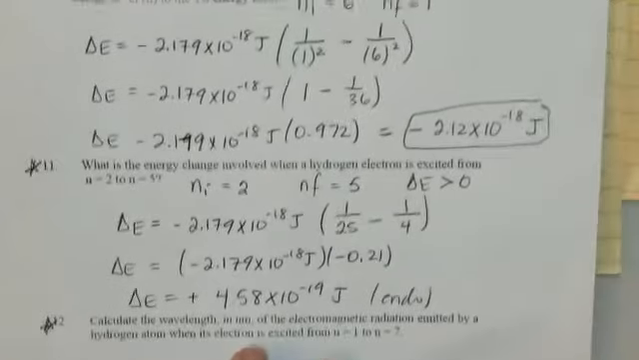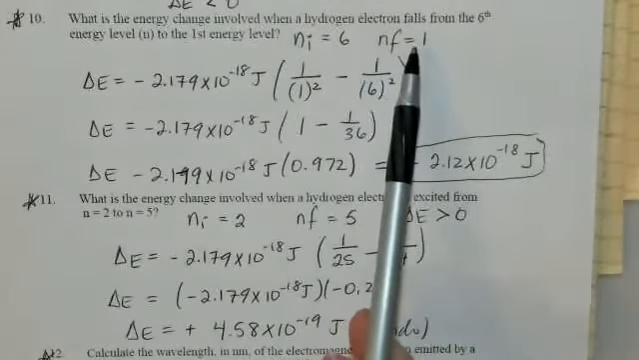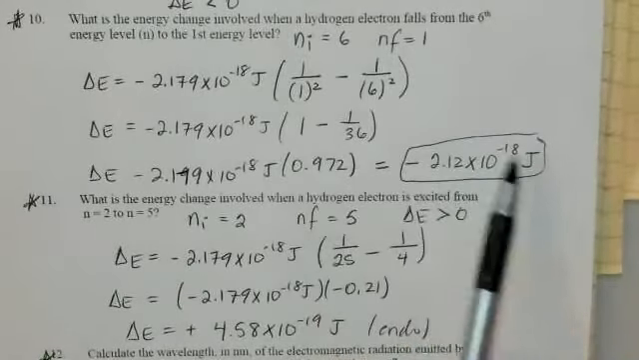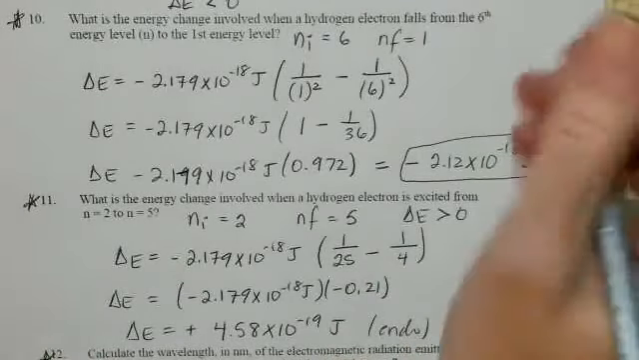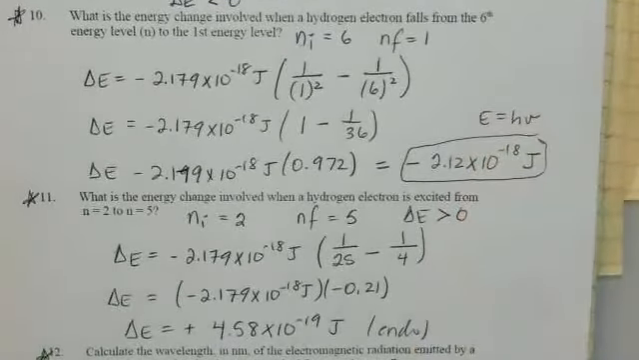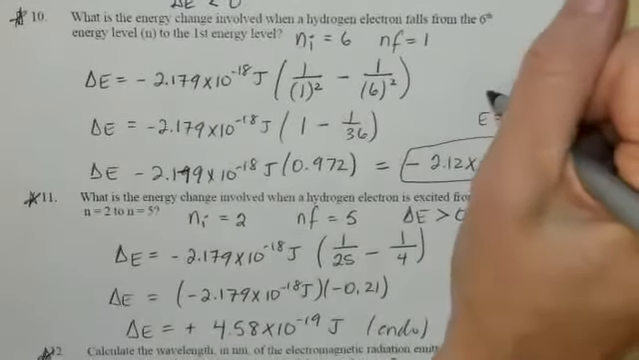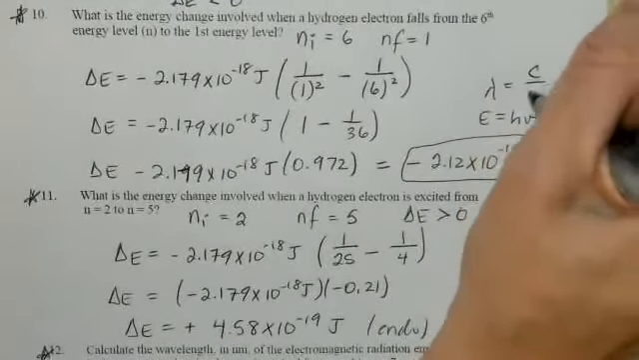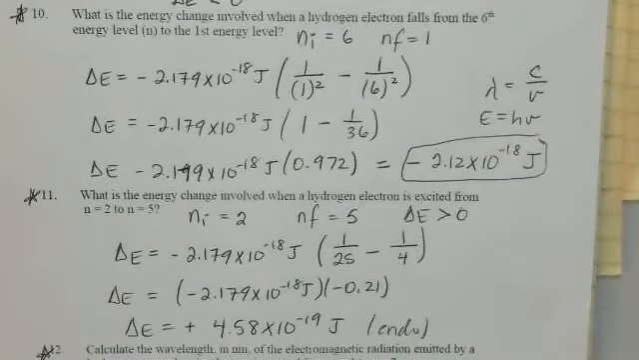So going back up here to number 10, going from a 6 to a 1, that energy, right? What I could then do is figure out the wavelength of that, because that energy I could relate first to frequency if I wanted to using Planck's constant. And then once I knew my frequency, I could figure out lambda using the speed of light relationship. And so that's what we're going to look at in this last question.